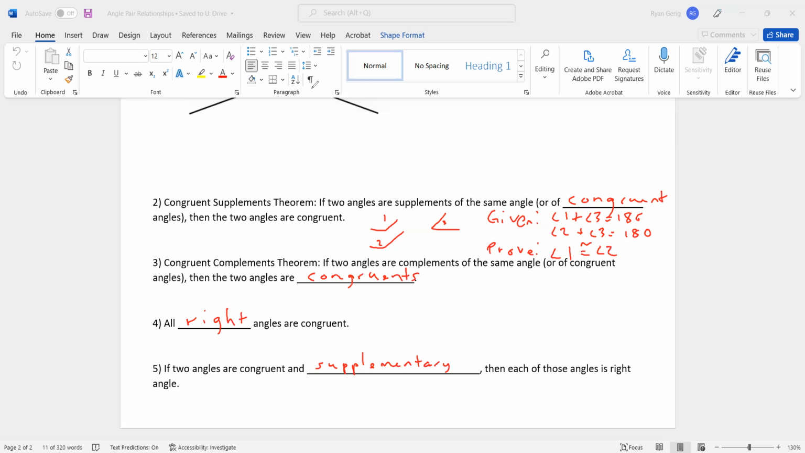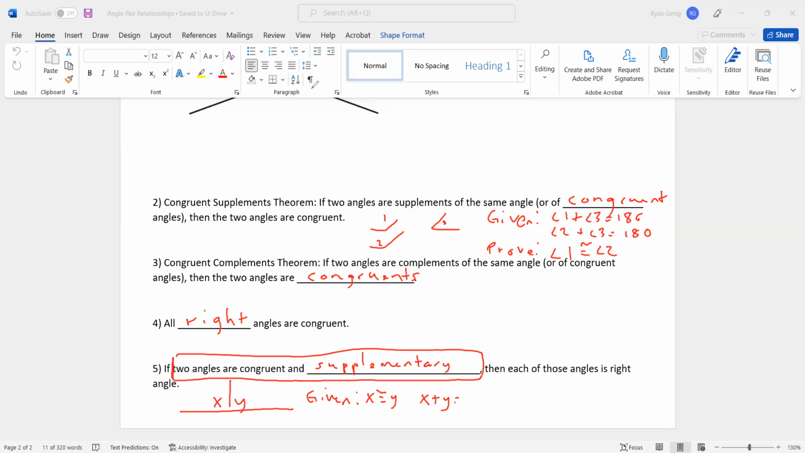Now, I'm going to show you that one. Okay, so I have two angles. We'll call them X and Y. And I gave you two parts. So that, remember, the hypothesis is here. Two angles are congruent and supplementary. So the given here is X is congruent to Y, and x plus y equals 180. That's what supplementary means.